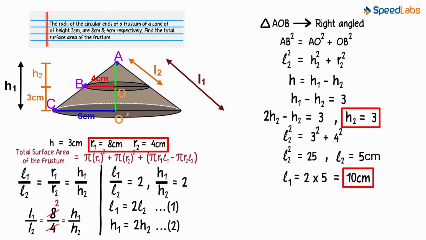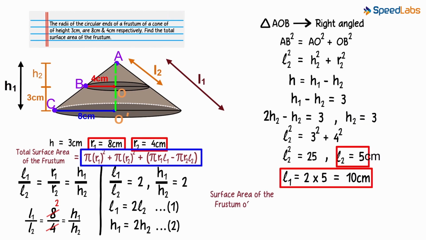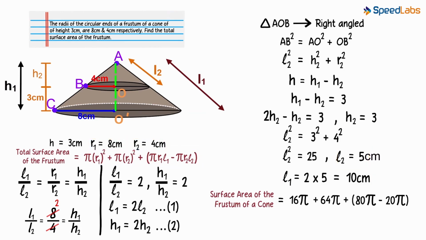Finally, we have everything required to find the total surface area of our frustum. If we substitute values of R1, R2, L1 and L2 in our formula for the surface area, we will get this equation. And hence the final answer will be this: 140 times pi. Taking the value of pi as 22 over 7, we get the surface area of our frustum as 440 square centimeters.